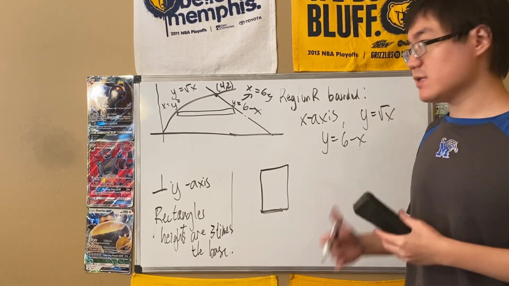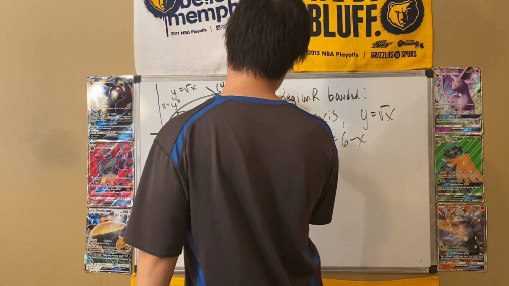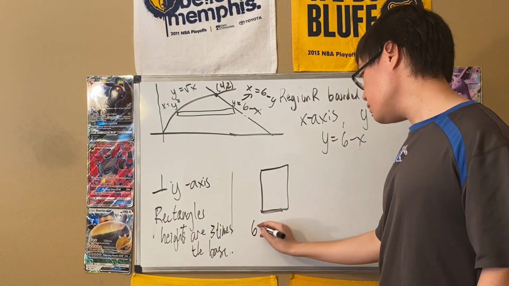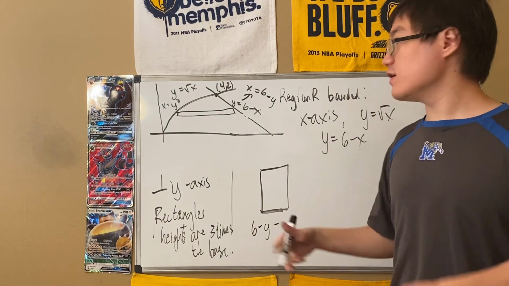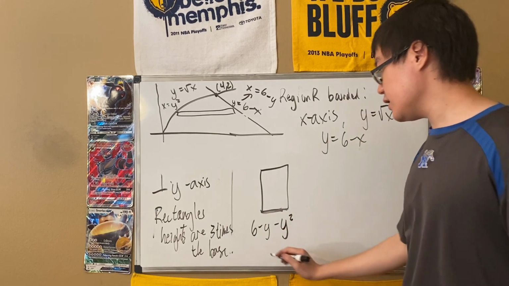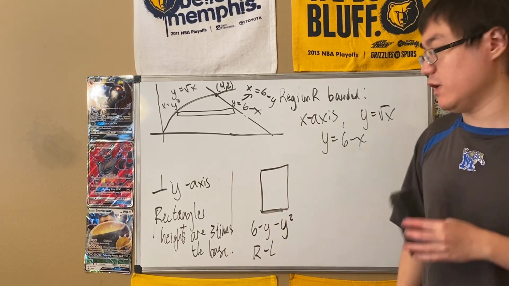It's going to be right minus left. Again, we're going to choose right minus left. Let me write this a little bit neater. So it's going to be the right function, which is 6 minus y, minus the left function, which is going to be y squared. So this was, again, right minus left because we're dealing with the y-axis that was given.